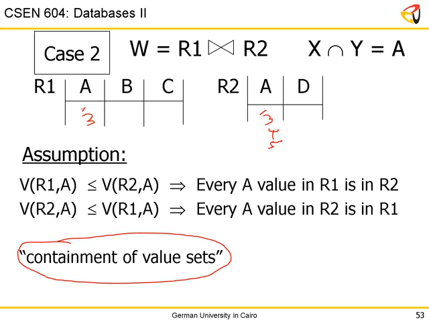That's one scenario. There is another scenario, which is the opposite of what I just described. If every value that appears in R2.A appears in R1.A, and the number of values in R2.A is less than or equal to the number of values in R1.A, then it's the opposite scenario. This is called containment of value sets.